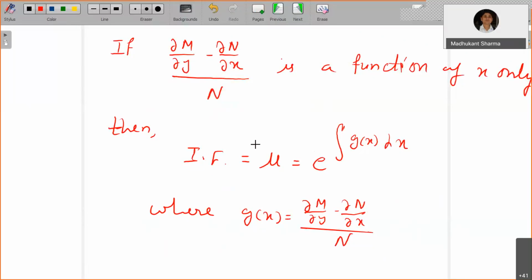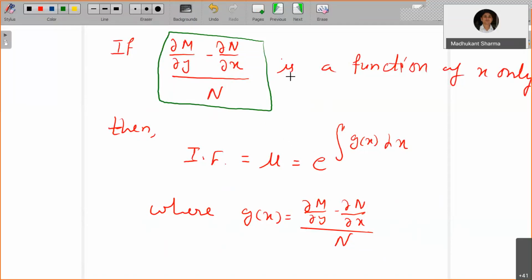Whenever this equation is not exact, you have to check this condition. This is the meaning: you have to check whether this ratio comes out as a function of x only. Then the integrating factor is simple to write: μ is equal to this. Once you have this integrating factor, you multiply the equation by this μ, and you can verify that the resulting equation becomes an exact differential equation, whose solution you can find in the same way as we have done for the exact differential.